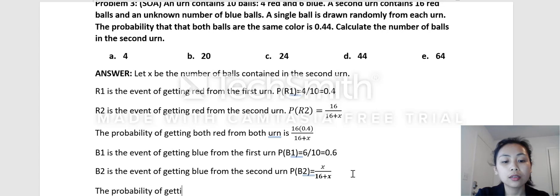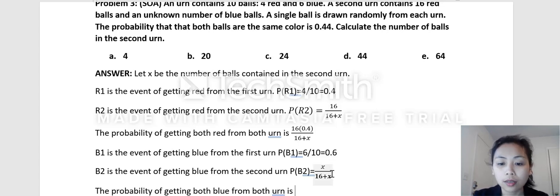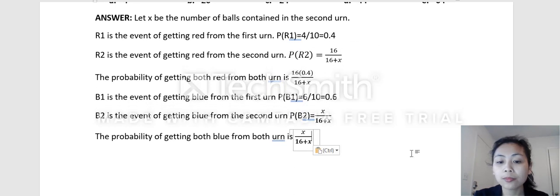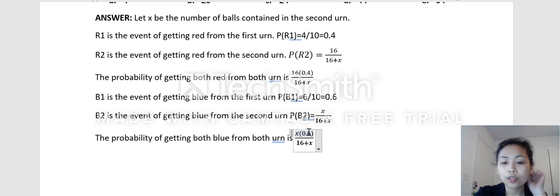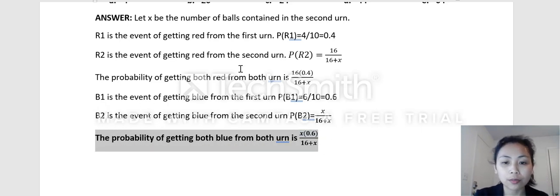of getting both blue from both urns, which is kind of like multiplication rule. So this is X over 16 plus X times 0.6. So from here, I'm going to color D2 for you to see it better.